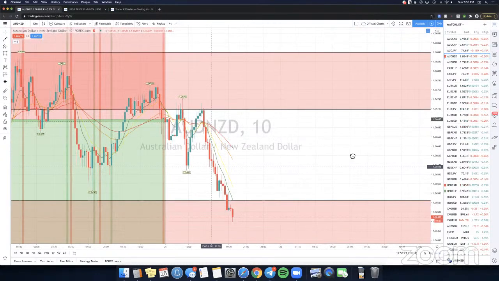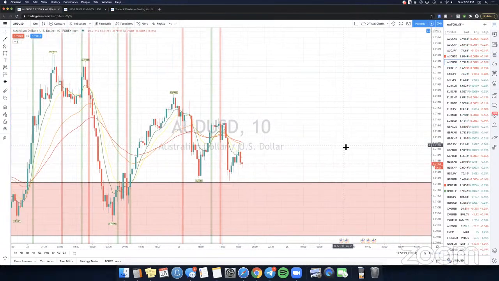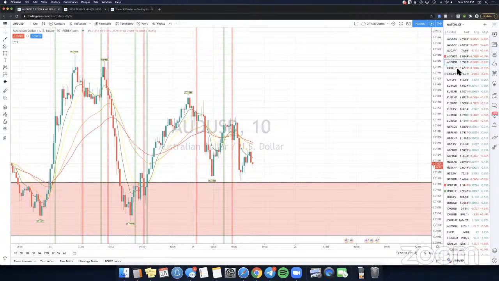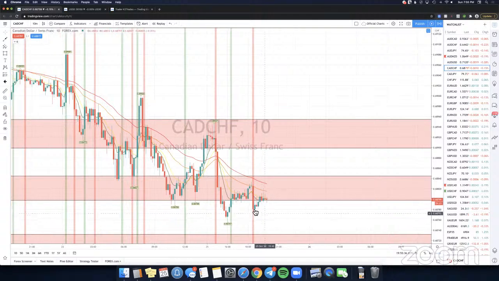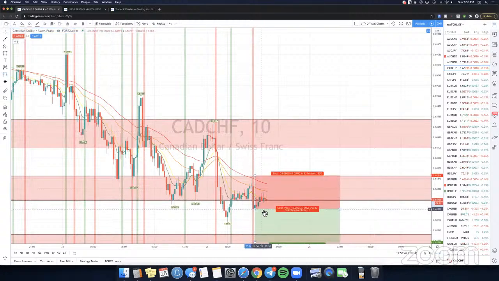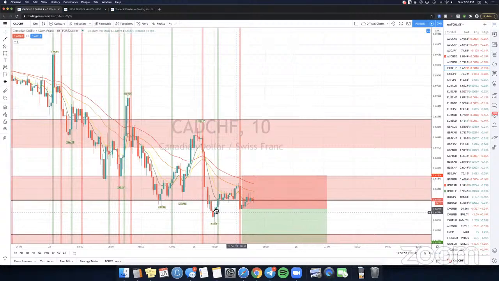So just looking at these pairs here, it doesn't look like there's any entries right now, especially for Forex. Forex is probably the slowest market moving right now. Okay, so right here, this would be a scalp entry for CAD CHF, but this is a slow moving pair. So I probably wouldn't take this trade. And I probably wouldn't even be trading right now because the market just opened. But if you really wanted to look for a scalp entry, this would be a scalp entry right here for CAD CHF. You put a sell stop right there.